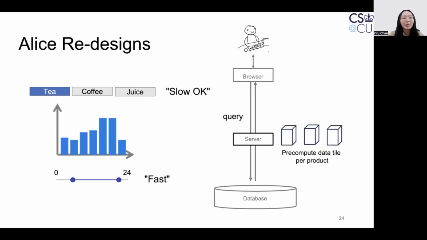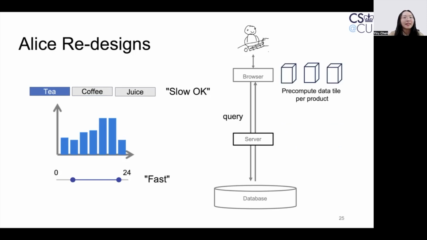If we simply think about a materialized view, changing a range slider requires pre-computing a quadratic number of results. This may exceed the memory constraints. So a different data structure like a cumulative data tile is needed to accelerate the query. She can pre-compute the cumulative data tile for each product on the server side. And if the browser is large, she can even put the pre-computed data tile on the client side so that the query can be answered very, very quickly.